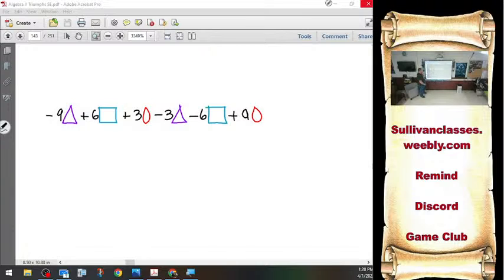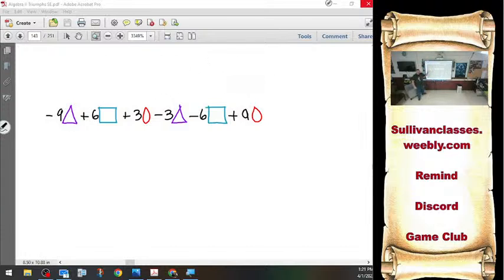Oh, I did already distribute the negative. It's supposed to be my positive 6 into the negative 6. It's minus 3 thing plus 6 thing minus 9 thing. Oh, yeah. I already distributed it. I got some more stuff.